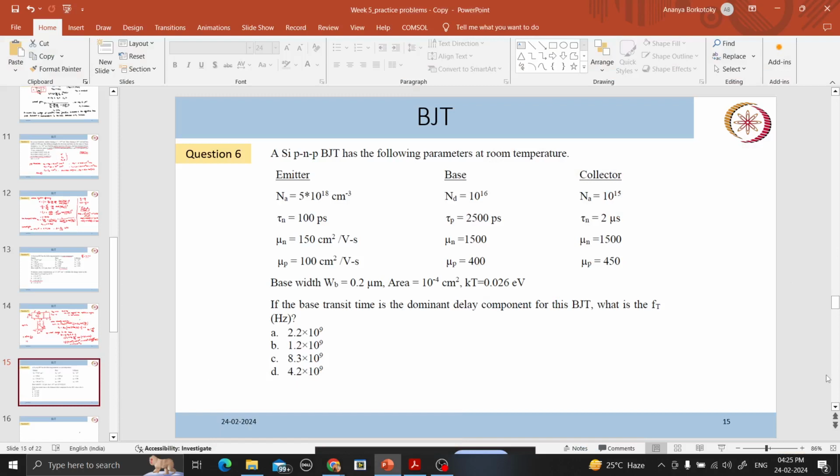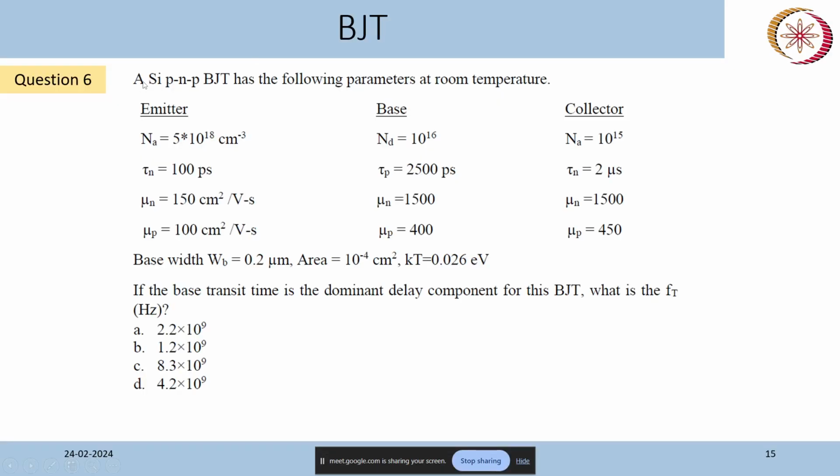Okay, so let's go to the next question. This is question 6. It is a silicon PNP transistor. It has the parameters. It was similar to the way those are given in the last question. Okay, the base width and the area of cross section are also the same, and KT is 0.026 electron volt. That means the transistor is at room temperature.